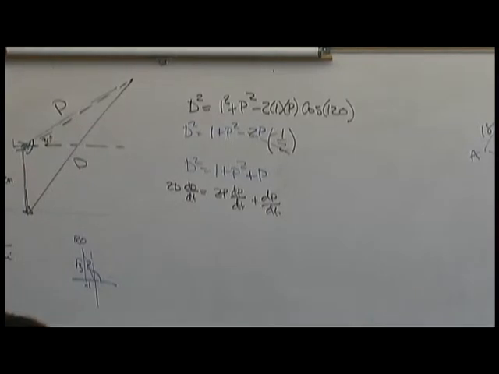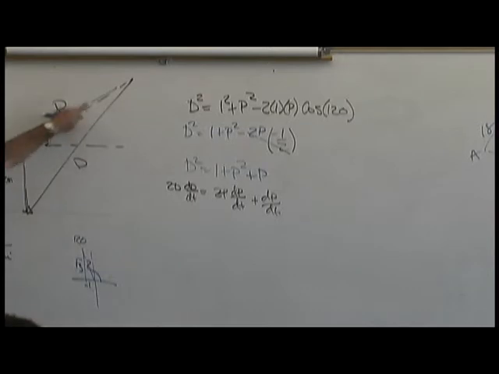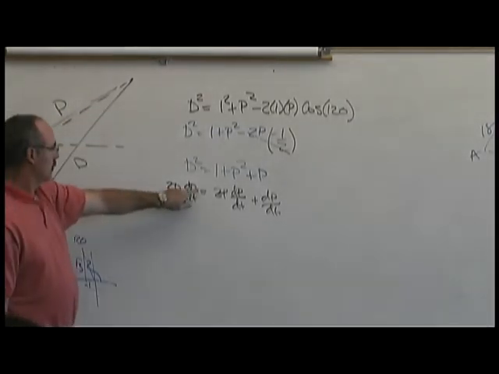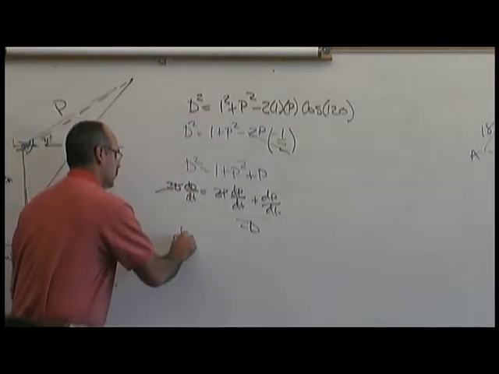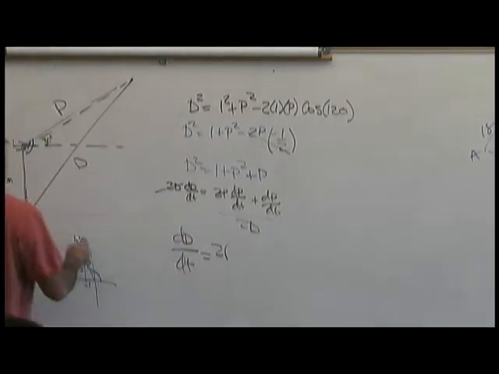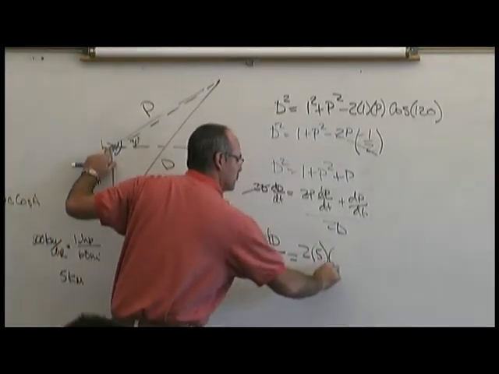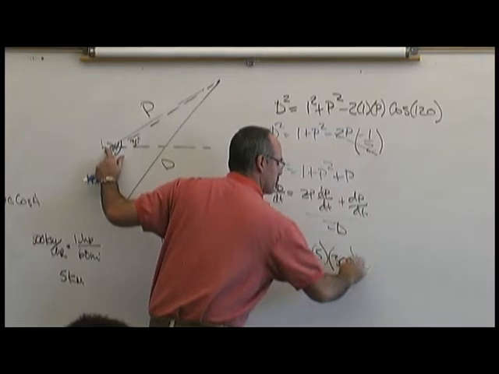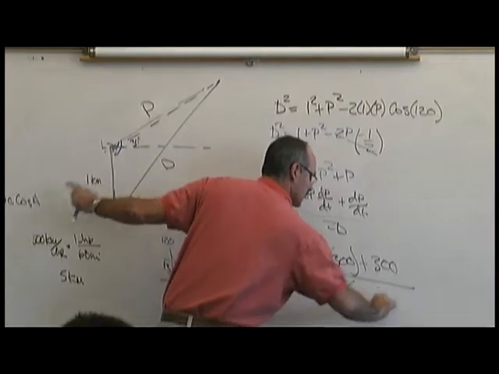I know dp/dt, don't I? I know how fast that plane's flying. It's flying at 300 kilometers an hour. I know how far the plane's gone. We calculated earlier in the problem that it had traveled 5 kilometers. I'm looking for dd/dt. I'm going to divide out the 2d. So dd/dt, the change in the distance between the plane and the radar station, is 2 times p, which is 5 kilometers, times dp/dt, which is 300 kilometers an hour, plus dp/dt, all divided by 2 times d.